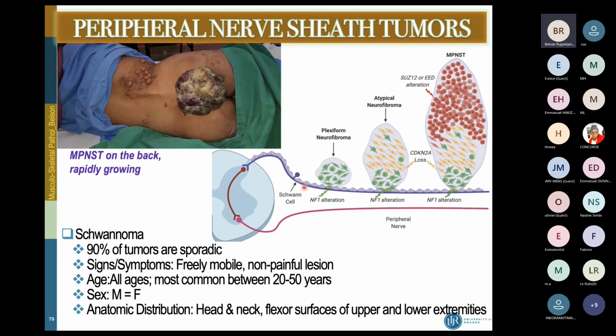Schwannoma arises from nizo zikora myelin sheath in the peripheral nervous system. So these are freely mobile, non-painful lesions. Nacyo bitandukanye na neurofibroma ibi painful, ariko schwannoma is not painful. It affects all ages, but is more seen between 20 and 50 years of age. Male and females are affected equally. Head and neck, flexural surface of upper and lower extremities are the most affected sites.